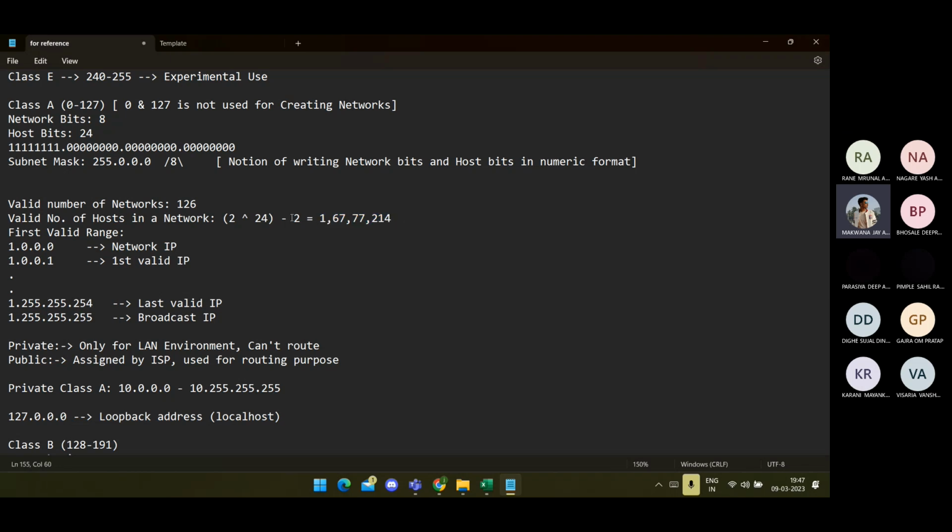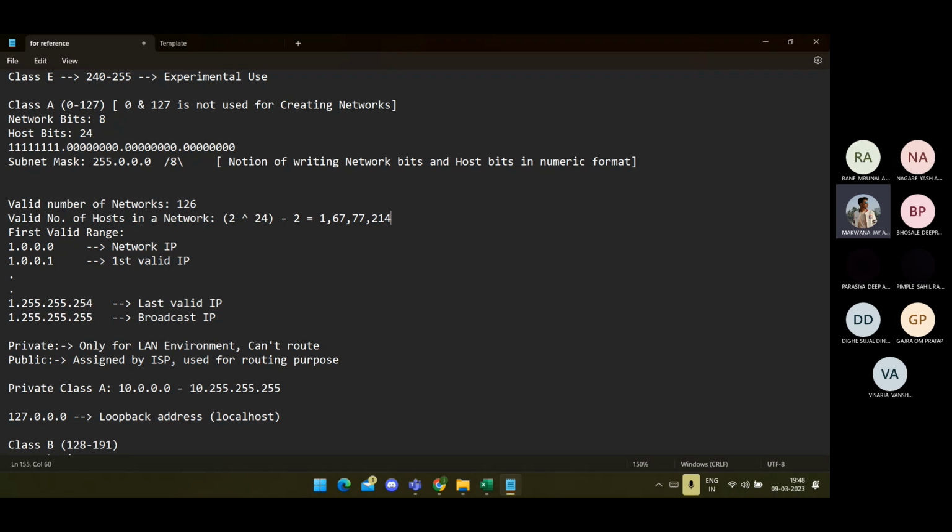Why have I done the -2? Because the first IP of the subnet will be given to the network IP. That will be given to my router if a router is providing me the IP address, and the last IP address will be the broadcast IP address. So it will also be reserved. So 2 IP addresses from the total pool are reserved for the network IP and broadcast IP. So we are doing -2 for that, and the rest are the valid host IPs.